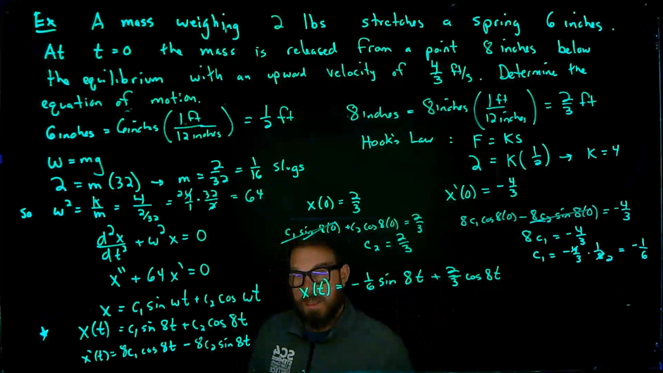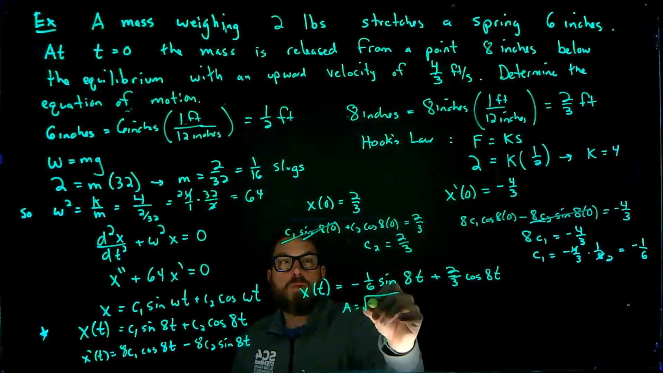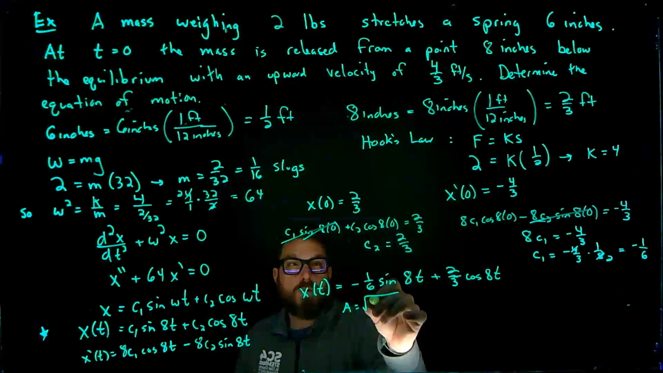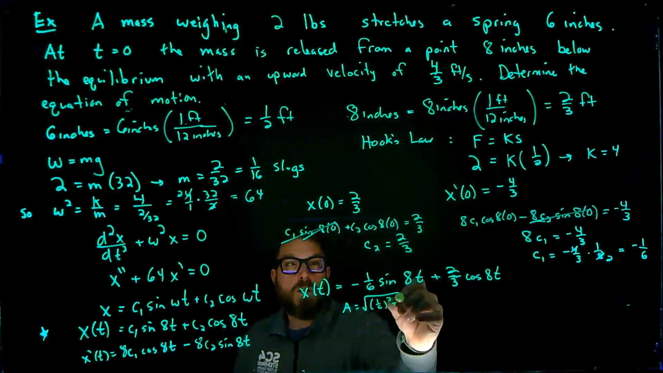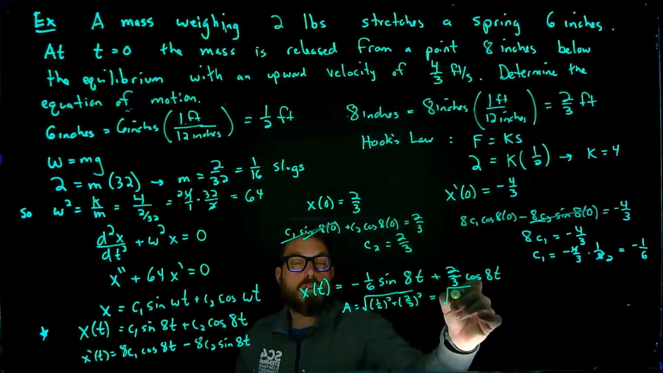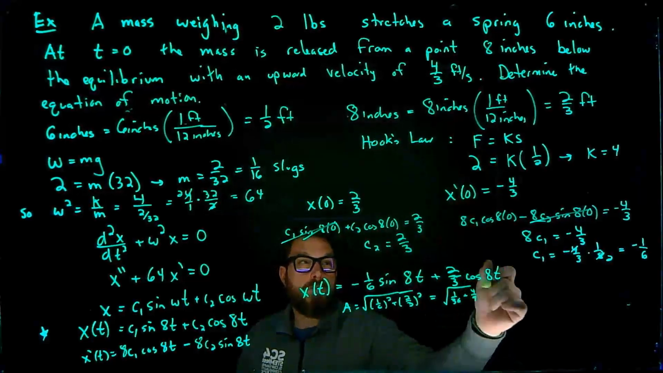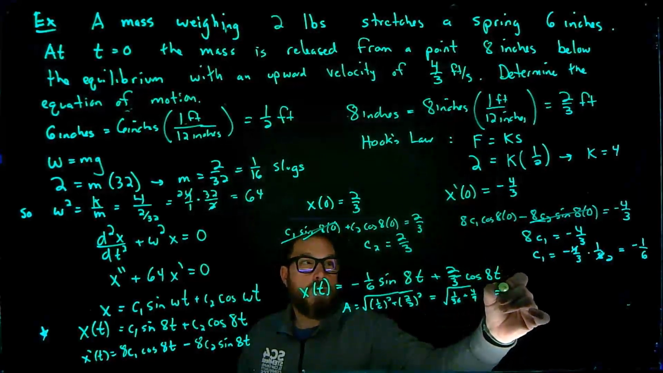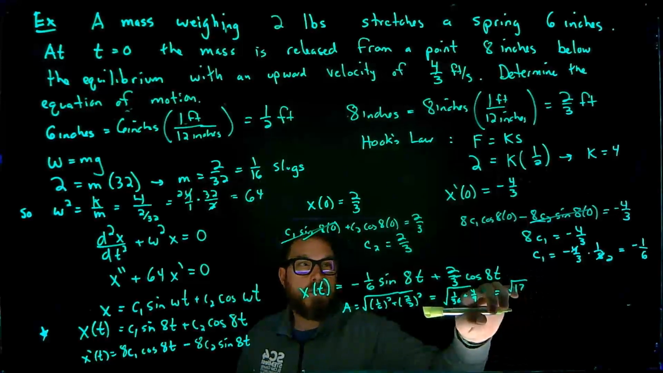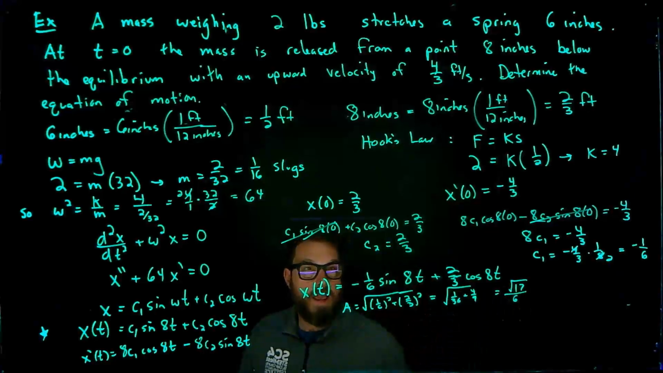If you want this in the other single solution where it's just sine, we know that A is going to be the square root of c1 squared plus c2 squared, so 1/6 squared plus 2/3 squared. So this is going to be the square root of 1/36 plus 4/9, so divided by 4, so this is going to be the square root of 17, that'd be 16 plus 1, all over 36, where 36 is 6. That's our A.